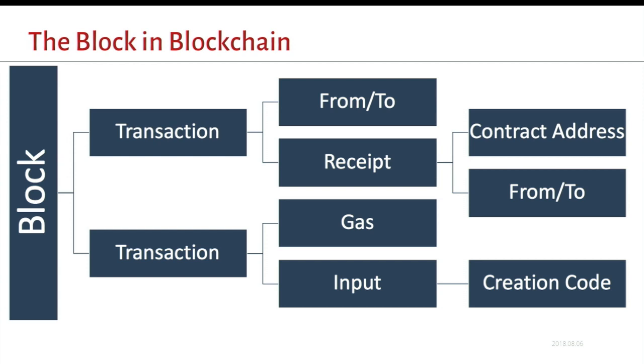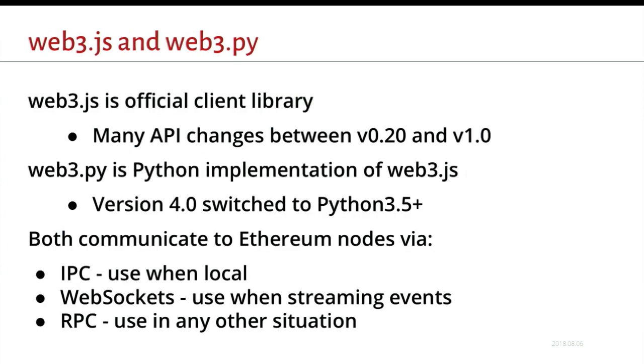So what's in a block? As I said before, blocks have transactions. Transactions have all sorts of metadata, who it's from, who it's to, if there's input, if there's gas, if code was created. And there's also a receipt field that can tell you most of this. And for how we get blocks programmatically, there's a client API.